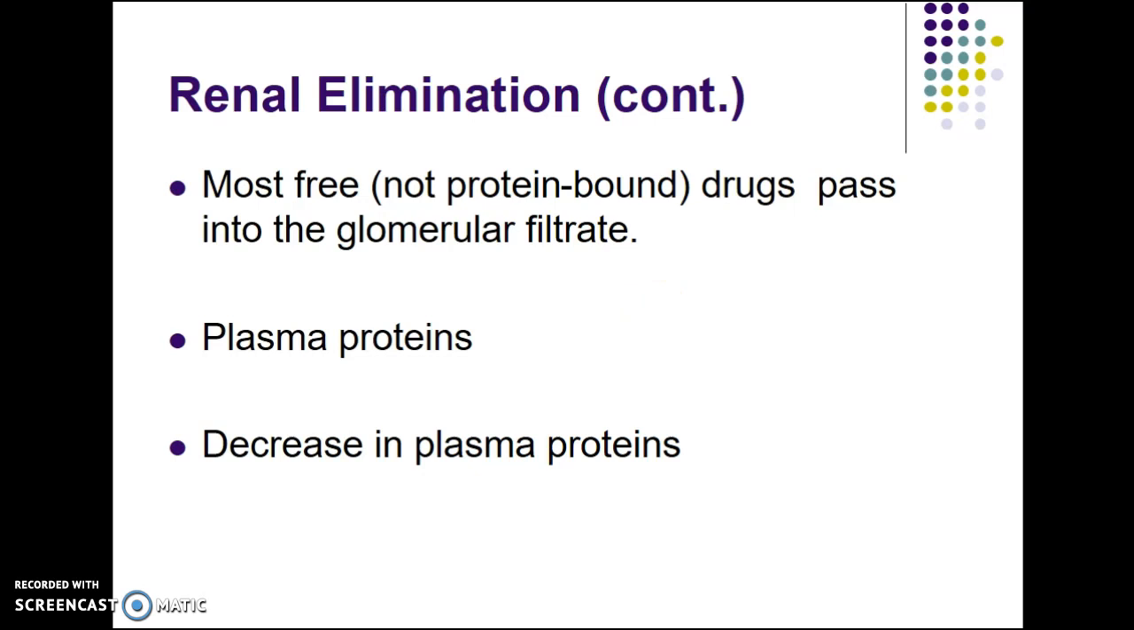Or the renal tubules. And if we have a decrease in plasma protein, that's going to allow more drug to be filtered out and to be eliminated. It's also going to have an effect on the drug while it is in the animal system, in that there will be more active drug that is not protein bound, but it will be eliminated more quickly.